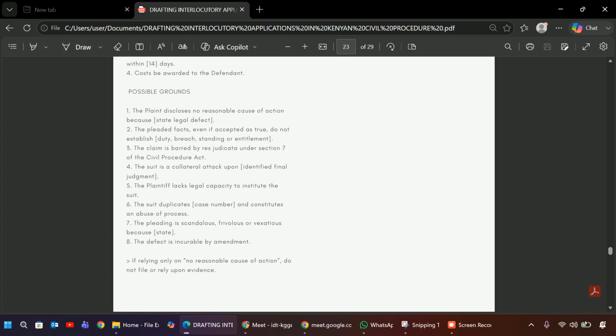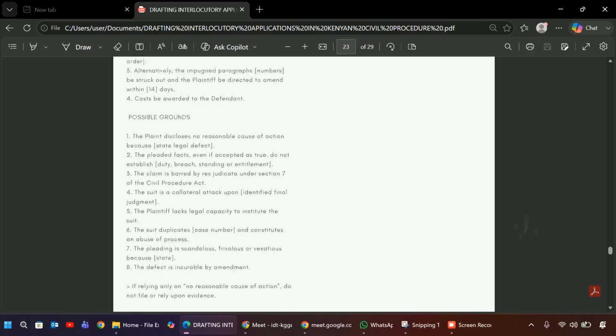The plaintiff lacks legal capacity to institute the suit. The suit duplicates a certain case number and constitutes an abuse of court process, and the pleading is scandalous, frivolous, or vexatious because of this and this, and the defect is incurable by amendment. If relying only on no reasonable cause of action, do not file or rely upon evidence.